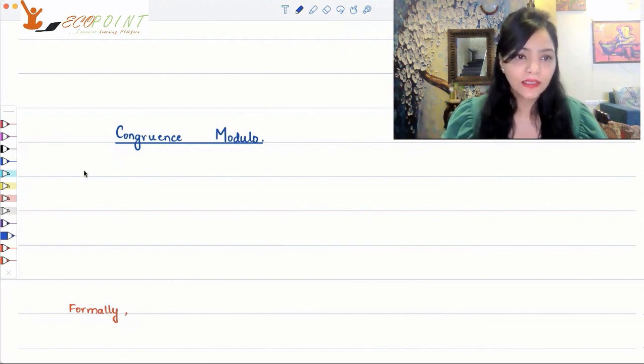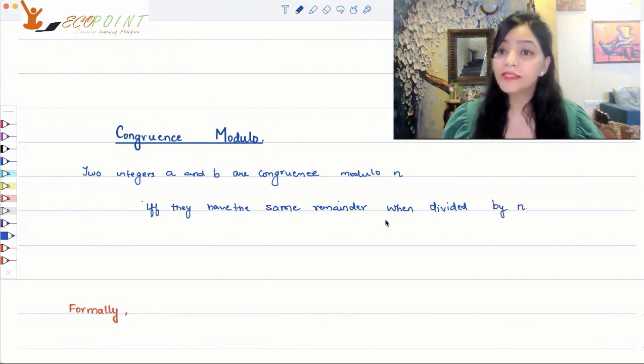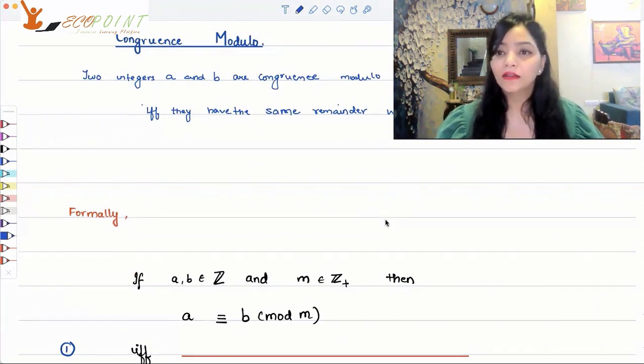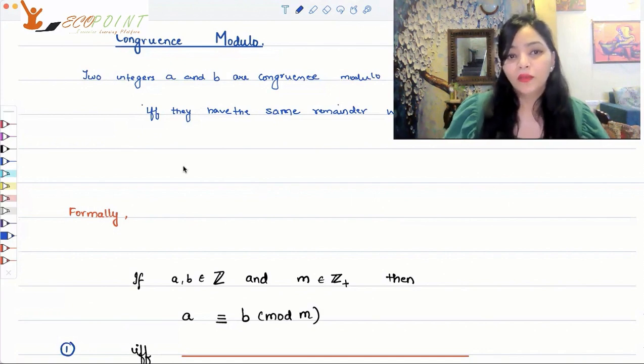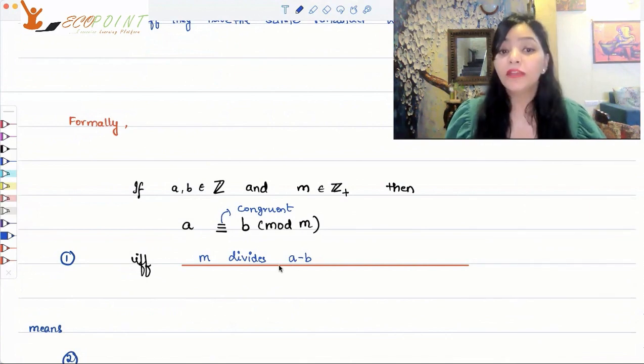Essentially, congruence modulo means that two integers a and b are congruent modulo n if and only if they have the same remainder when divided by n. Formally, what does it mean? Let's break this into definitions. If a and b are integers and m is a positive integer, then a is congruent to b mod m. The symbol stands for congruence. a is congruent to b mod m if and only if m divides a minus b.